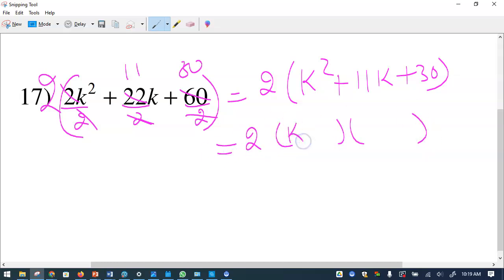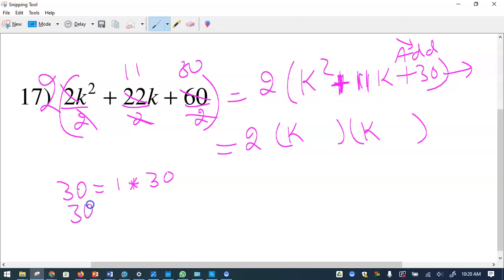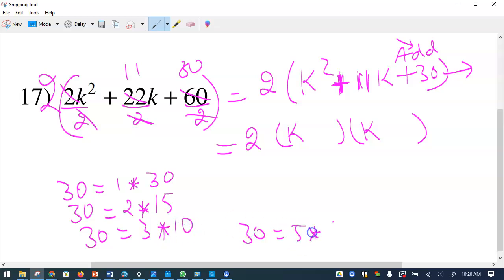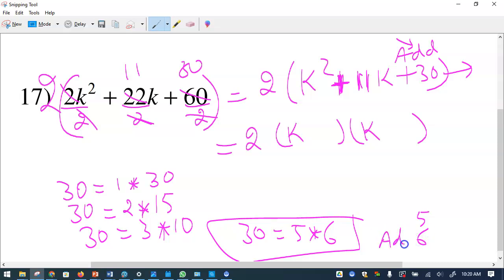One is k and the other is k. Now, the number here is plus 30, so you're looking for the pair of factors of 30 that add up to this plus 11. You can use your common sense and get the answer, but I still would like to write all this. So 1 times 30, 2 times 15 is 30, 3 times 10 is 30, and 5 times 6 is 30. Among these, you can clearly see 5 and 6 add up to 11.